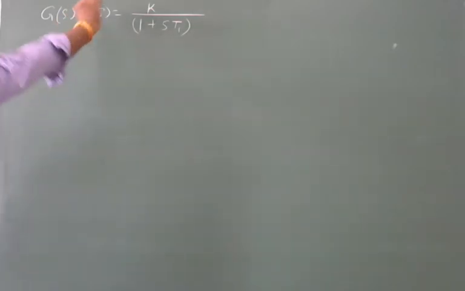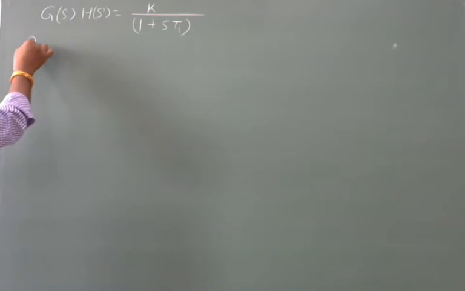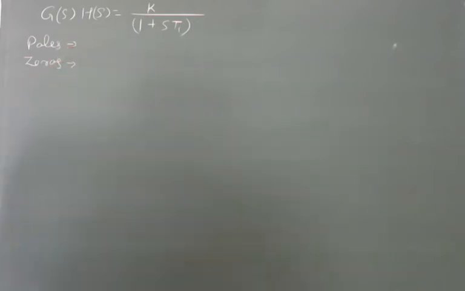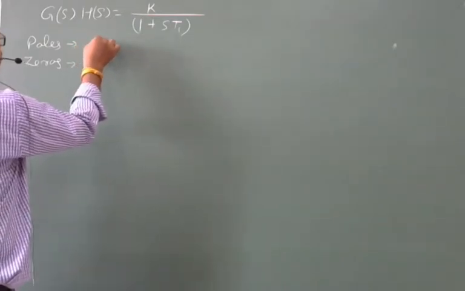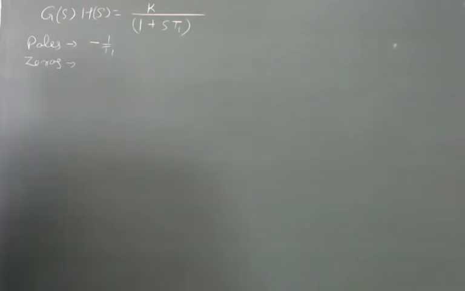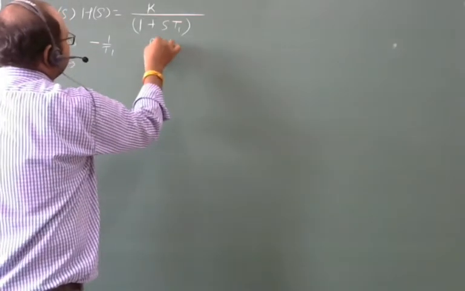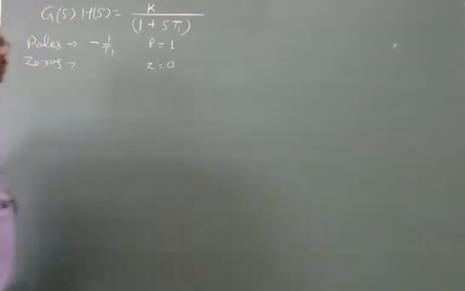First, find the poles and zeros of G(s)H(s). The pole is at minus 1 by T1 only, and there is no zero. So P, the number of poles, is 1 and the number of zeros is 0.